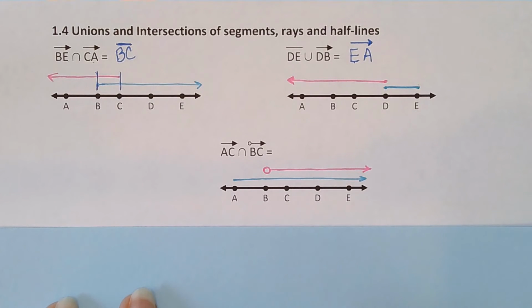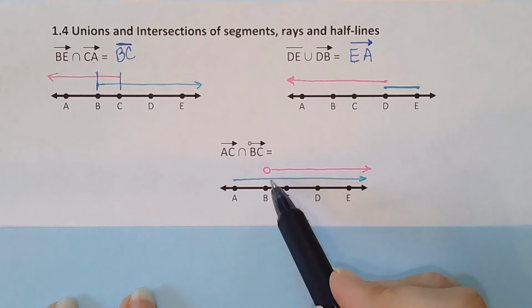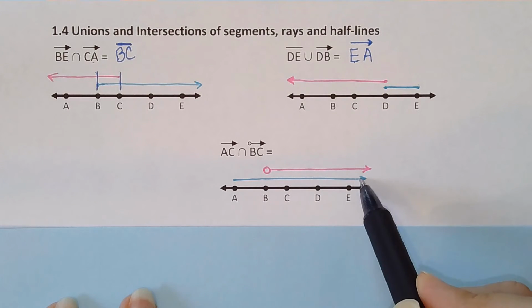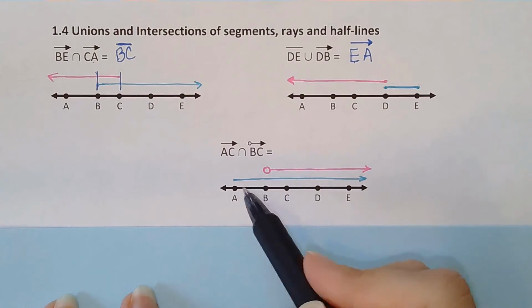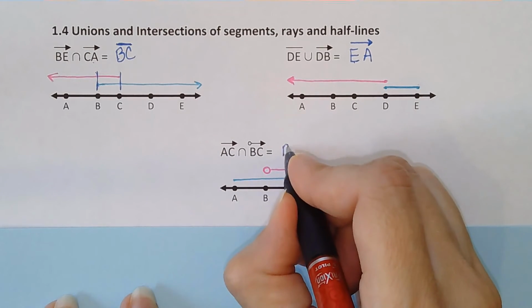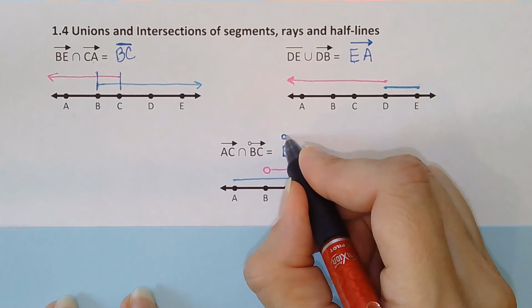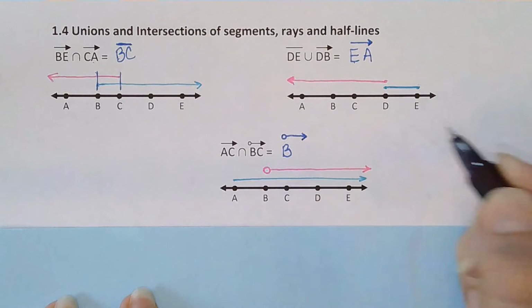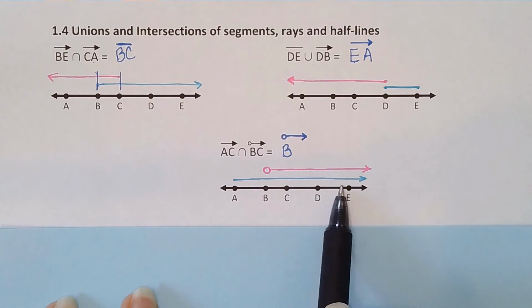Okay, so where is it that they start to have something in common? Well, they start to have something in common right here at point B, but not including point B, but everything after that, right? So everything right after point B, they have that in common. So the way that I express that for my answer is what they have in common starts at point B, but it doesn't include point B, but then it keeps going, right? So my answer is a half line. My answer is a half line. It's going to start at B and it's going to keep going in this direction.